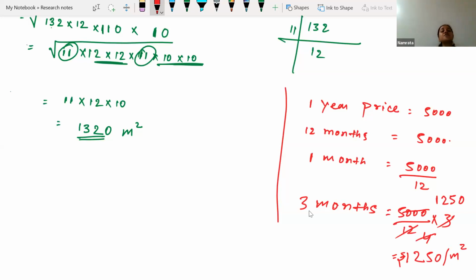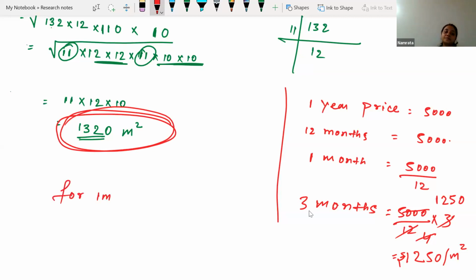This is the price for 1 meter square, and we have to find the price for 1320 meter square. So for 1 meter square, if the price is 1250, then for this much meter square it will be 1320 into 1250. Okay. So for 1 meter square, the price is 1250 rupees.